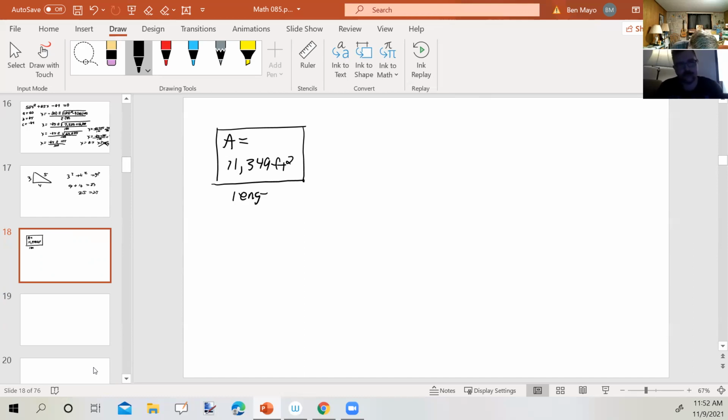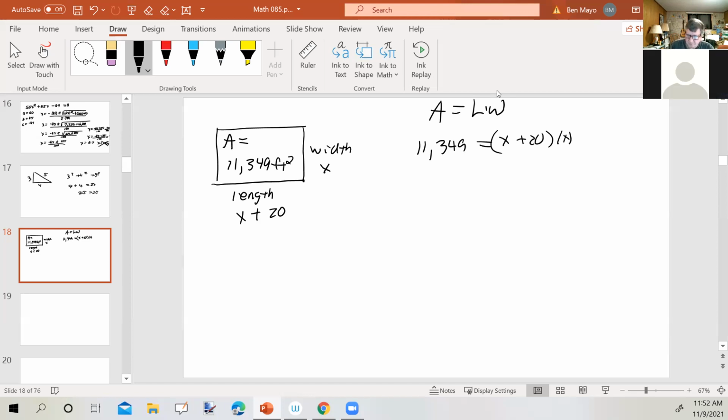Let's call this the length and this the width. It says it's 20 feet longer than it is wide, so the length is being compared to the width. We'll call the width X, the length will be X plus 20 feet. Okay with the setup? So using the formula area equals length times width, we've got 11,349 equals X plus 20 times X. 11,349 equals X squared plus 20X.